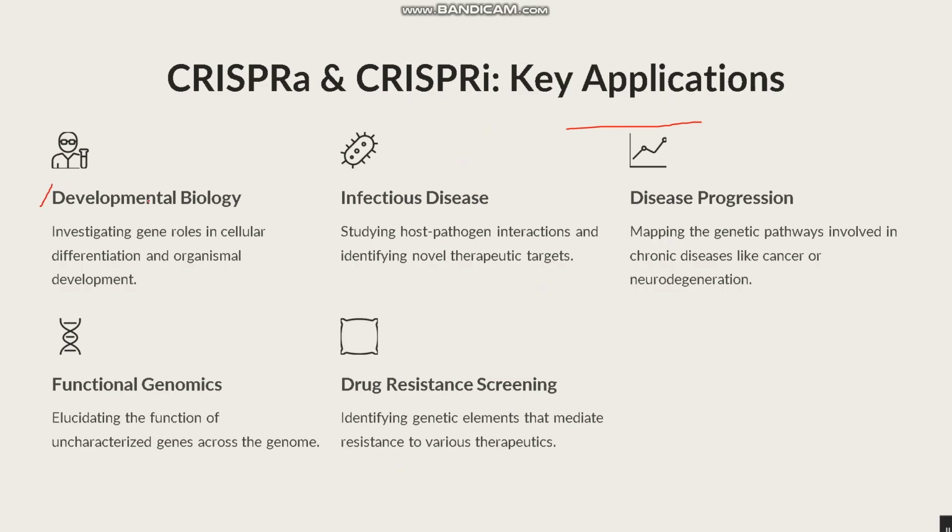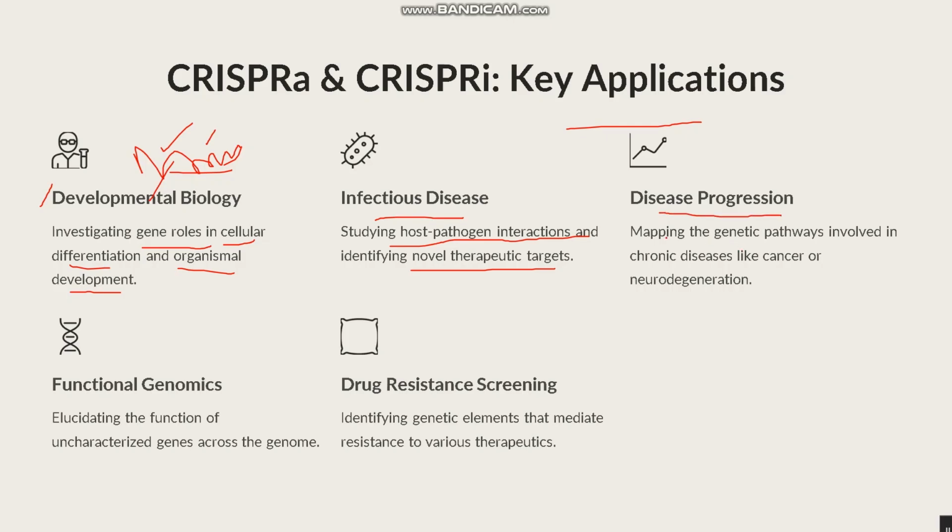First of all, developmental biology. We can also create mice and different types of organisms by using CRISPR activation and interference, because by this we can control the gene expression, investigating gene roles, where the gene actually works in cellular differentiation and organism development. In infectious disease, we can use it for modeling, studying host-pathogen interactions, identifying novel therapeutic targets, and disease progression.